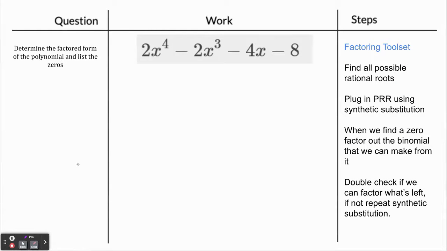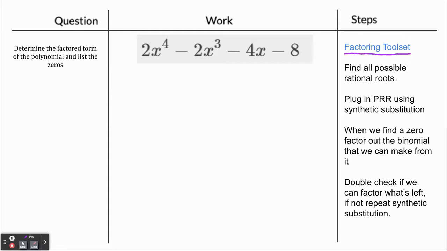Here we're going to determine the factored form of the polynomial and list the zeros. So first things first, we have to think about our factoring toolset. What are all the ways that we can factor a polynomial? And my last tool that I'll want to use is actually the rational root theorem and kind of plugging in and guessing and checking.